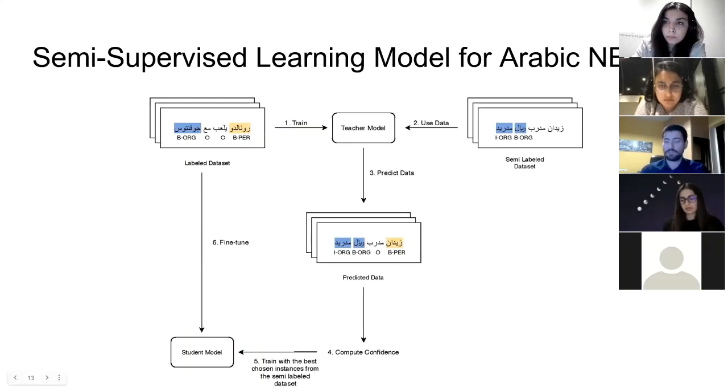What is the confidence score? The confidence score of a sentence is just a simple average of the probabilities of the non-labeled tokens. For example, because here the model labeled Zidane and Mudarib, we just take the average of Zidane being a person and Mudarib being an other. So the confidence score is just a simple average.